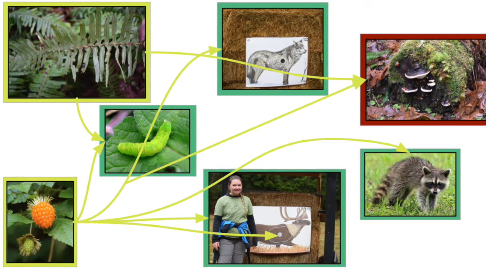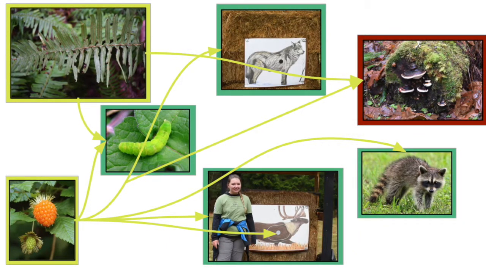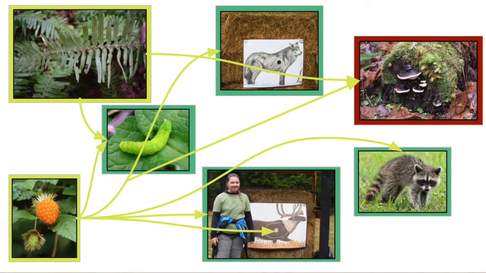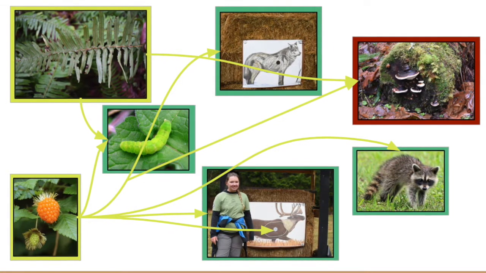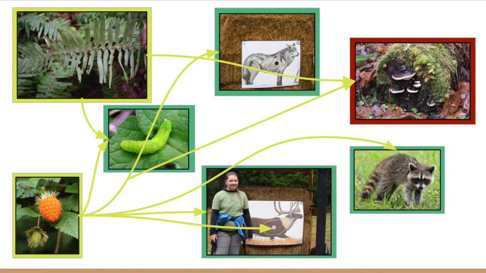The first step in our food web is the producers getting eaten by consumers. For example, we have the sword fern getting eaten by the larvae, a salmonberry can get eaten by a raccoon or an elk, or both of these things could just be eaten by decomposers.